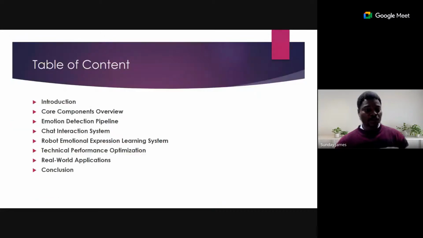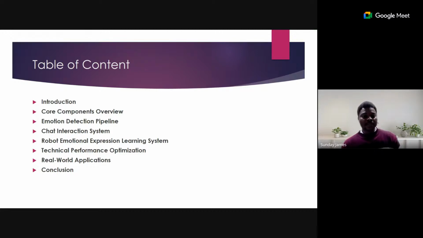In this conversation, we'll be looking at some items. We look at the introduction and core components overview, emotion detection pipelines, and chat interaction systems. We also look at the robot emotional expression learning system. This is where the robot learns your current mood and replicates it in its own system, performing exactly what you are doing. We'll also look at technical performance optimization and real world applications, and how these systems help humans and achieve these interactions.